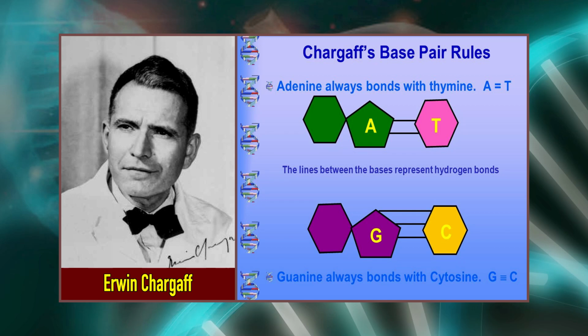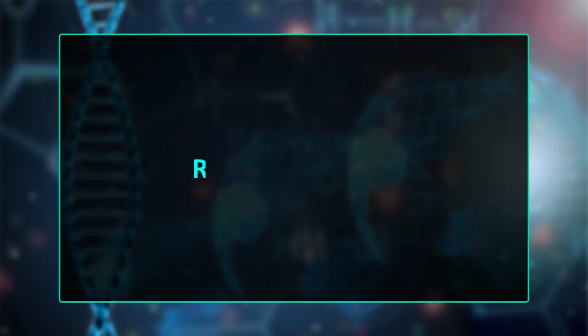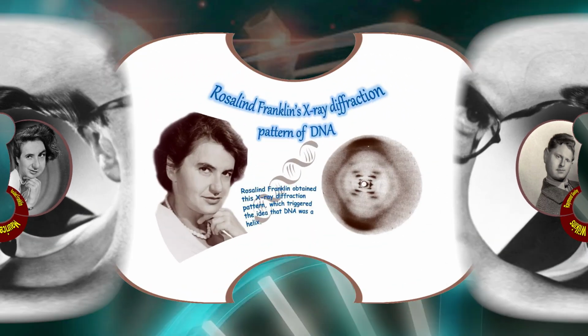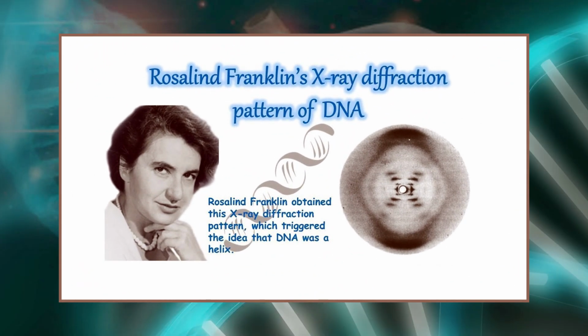And similarly, the amount of guanine is always equal to the amount of cytosine. Let us now discuss the contributions of Rosalind Franklin. In 1951, British scientists Rosalind Franklin, Maurice Wilkins, and Raymond Gosling conducted X-ray diffraction studies that provided images of the helical structure of DNA fibers.